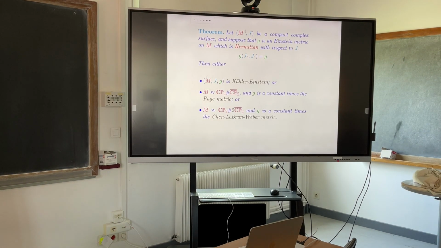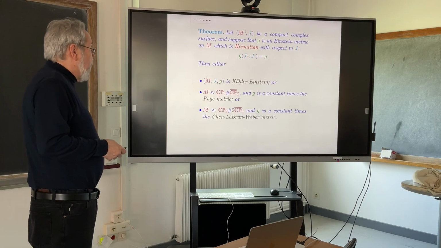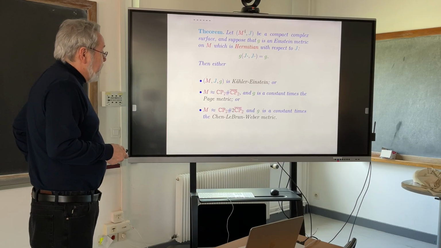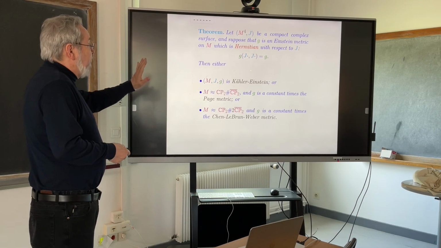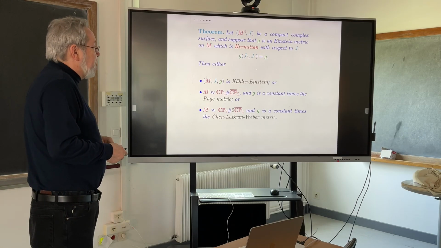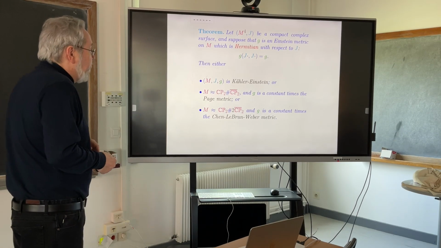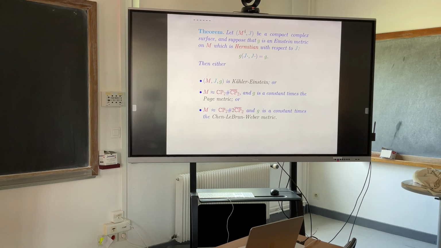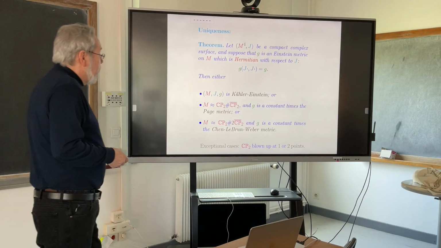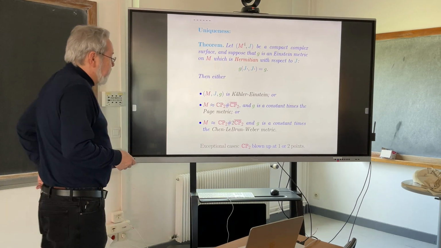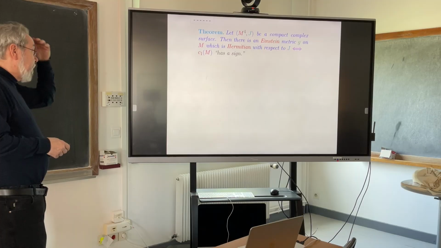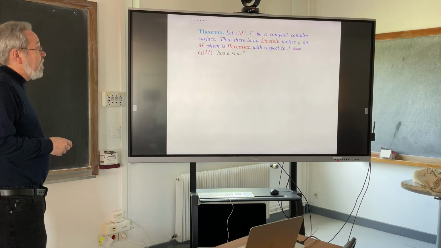So one of the features that comes out of this proof is that this condition seems to be incredibly weak. You're just assuming the metric is Einstein and that it is compatible with J in this weak sense. But that implies it's conformally Kähler, and of the conformally Kähler ones on compact complex surfaces, most of them are Kähler-Einstein. There are exactly 2 exceptions. Okay, so the exceptions occur on CP2 blown up at 1 or 2 points.